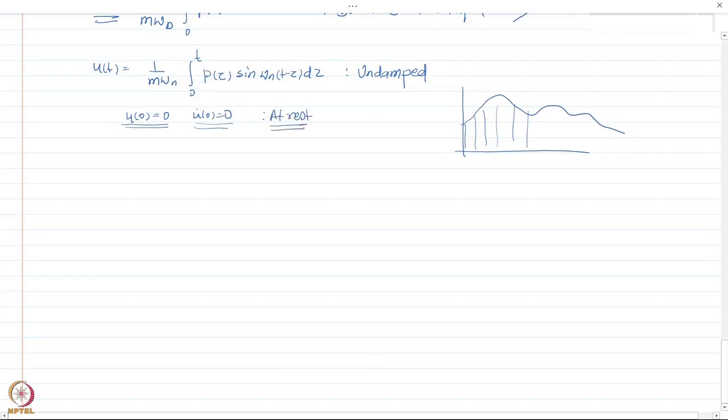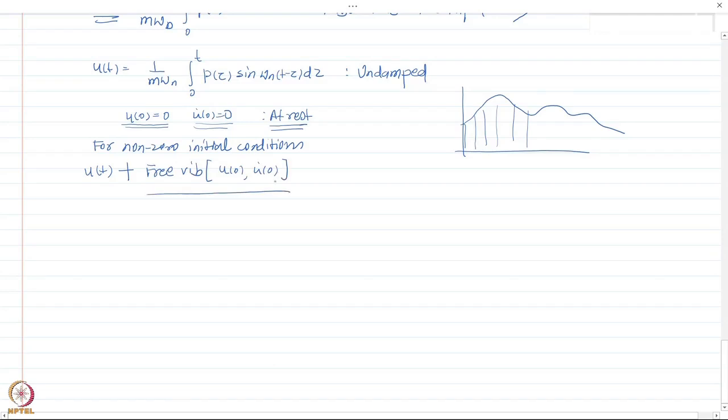For non-zero initial conditions, you need to find the response due to the initial condition, like a free vibration. You need to add the response that you get due to free vibration with initial conditions of u0 and u dot 0, which is not very difficult.